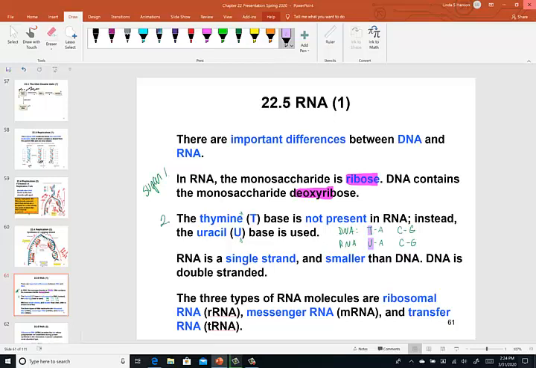The third difference is RNA is single-stranded, and I said much smaller than the DNA molecule. DNA is double-stranded, RNA is a single strand. It's only, when I say smaller, thousands of nucleotides long, whereas DNA is a million plus.